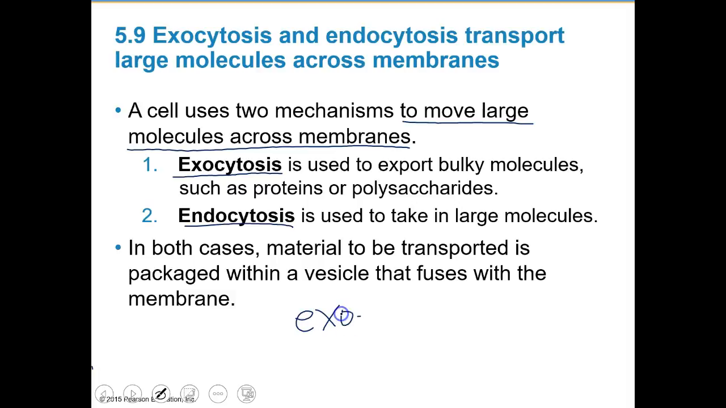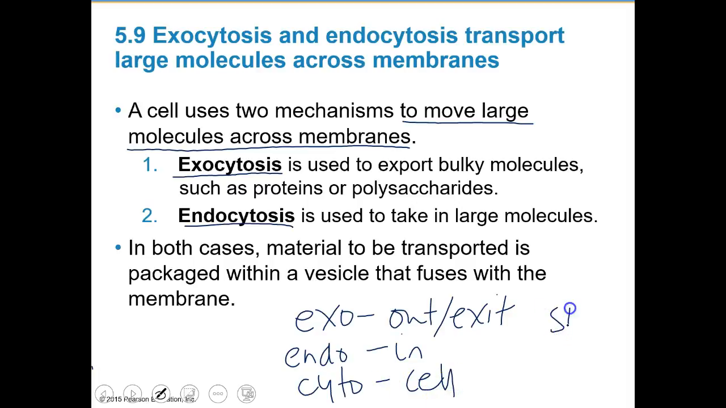Okay, so exo is out, or like exit. Endo is in. Cyto means cell, and osis is kind of a process. So let's look at the word. A process of things exiting the cell exports bulky molecules, and some of those may be proteins or polysaccharides. A process of entering the cell, we're taking in large molecules. Those are the words. Always break down the words. Let the words try to tell you what they mean.